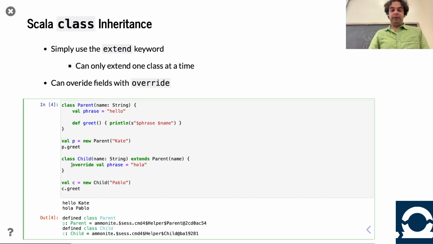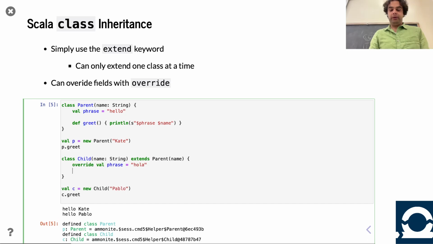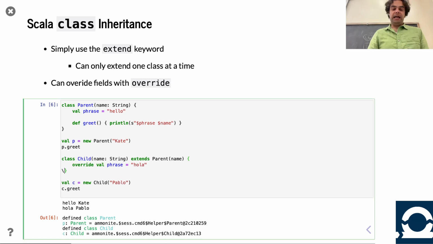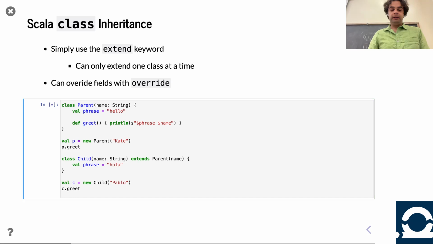Now let's see a few scenarios. What if I, for example, didn't override anything? Well, then the child's going to behave just like the parent, right? Can you put things in children that aren't in the parent at all? Definitely, that's fine. Now what happens if I forget the override keyword?